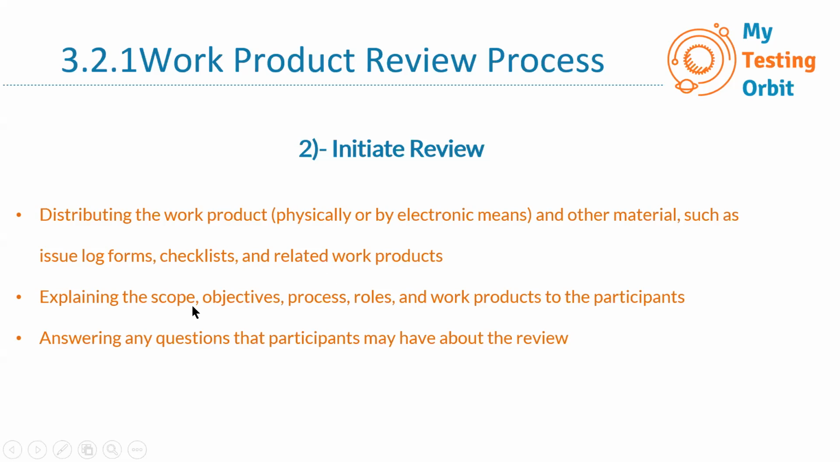Explaining the scope, objectives, process, roles, and work products to the participants. And third one, answering any questions that participants may have about the review. As we are initiating the review, this is a place where we make sure that everyone is aware of what the scope is, why we are even doing this review, who will be doing it, what the process will be, and which work products will be reviewed. If there is any confusion or any questions from any participant, then this is the time to ask those questions.